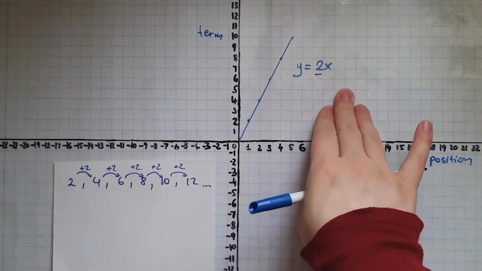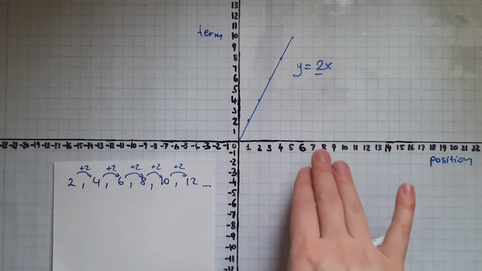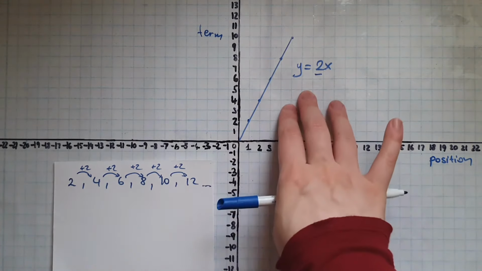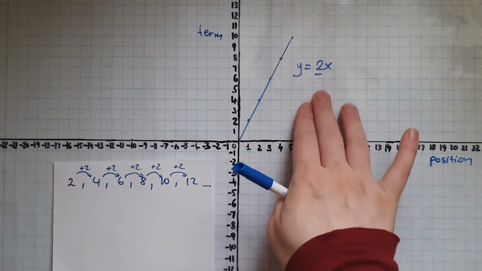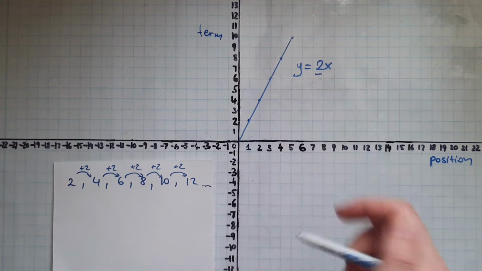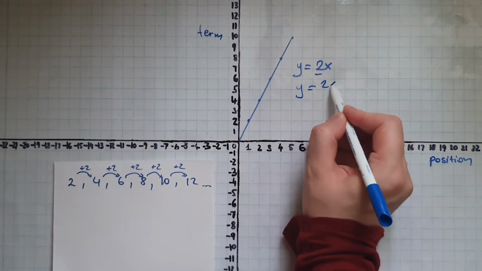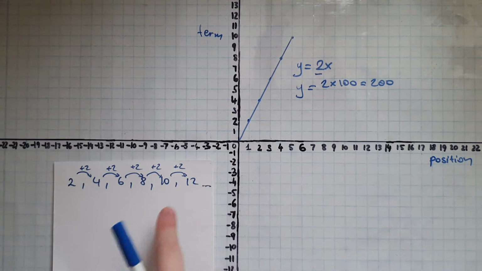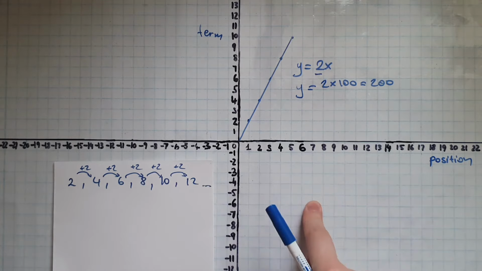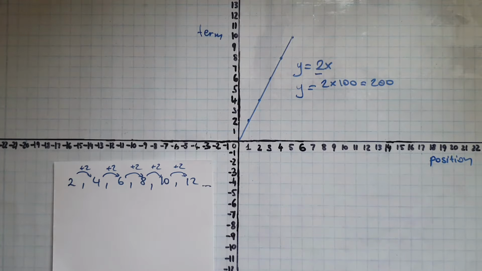And why did we create an equation? So that we can easily find terms that we can't plot easily. So if I want to find the hundredth term, or if I want to find the cost of purchasing 100 items, then all I do is y is equal to 2 times 100, which gives me 200. And same thing here, if I want to find the 100th term, I can just do 2 times 100 to give me 200. So that's the point of what we call a position to term rule, or the nth term.